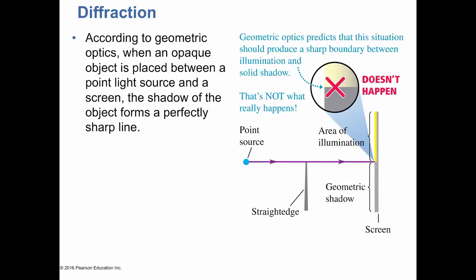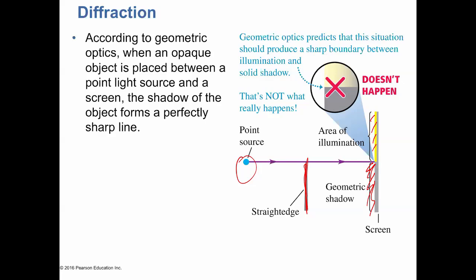And opaque means that it cannot be penetrated. So let's say you have a point source, and then you put something here, and there's a shadow of this straight edge on the screen. This area is illuminated, but this one is dark.